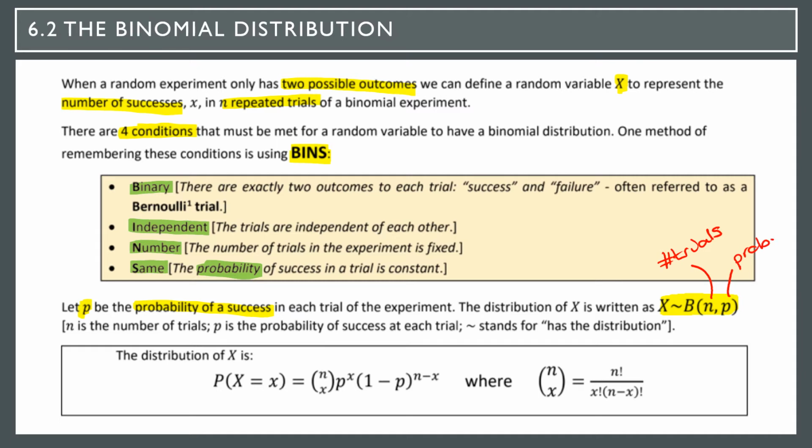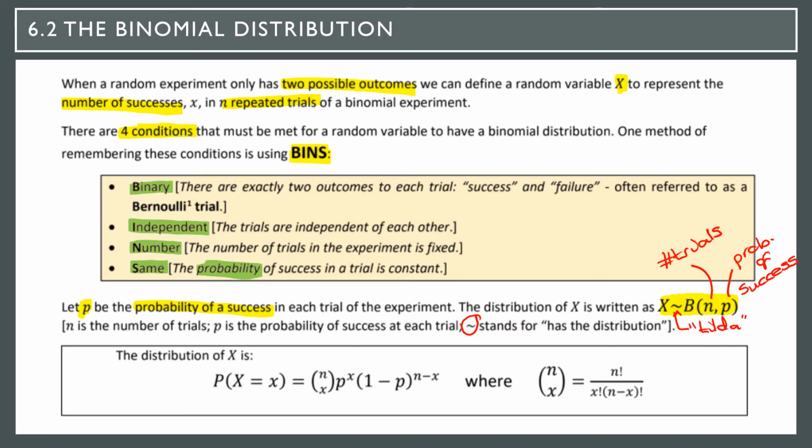It is worth noting that when we're looking at the binomial distribution, we always refer to p as the probability of success and 1 minus p as the probability of failure. You might sometimes see 1 minus p written as q. Also, this squiggly line here stands for has the distribution, and just a tiny bit on notation, this is called tilde.